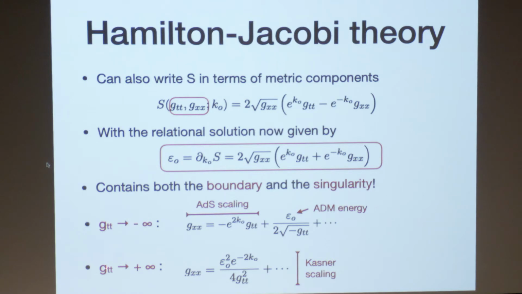And if you take GTT to plus infinity and solve for GXX using this equation, you find that GXX goes to 0. It collapses, and GXX goes like 1 over GTT squared, which is just the Kasner scaling. Schwarzschild is a special case of Kasner. So these two different scalings are both captured, and you can certainly go from the boundary to the horizon with this formula very simply.